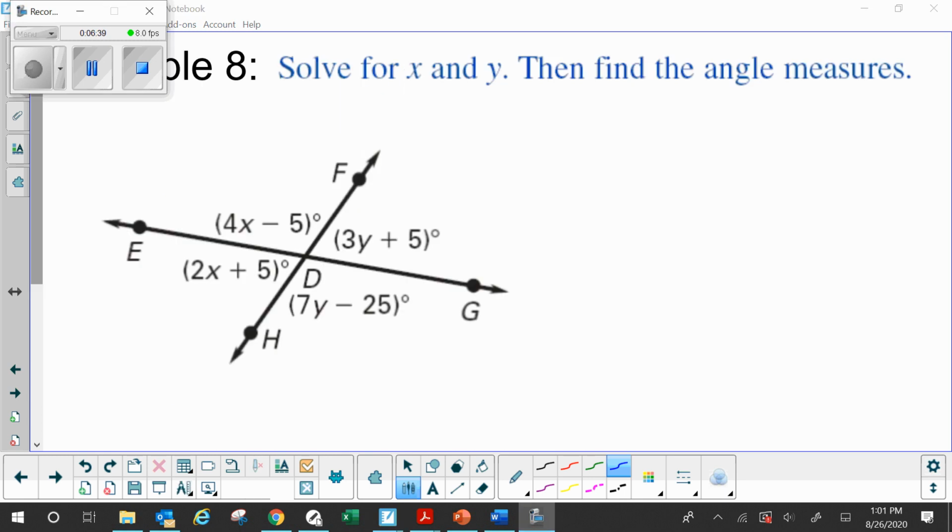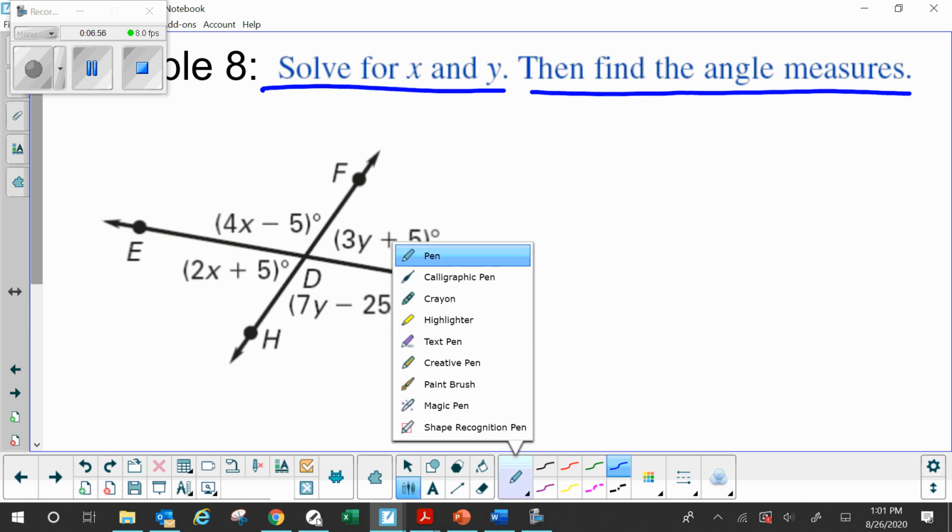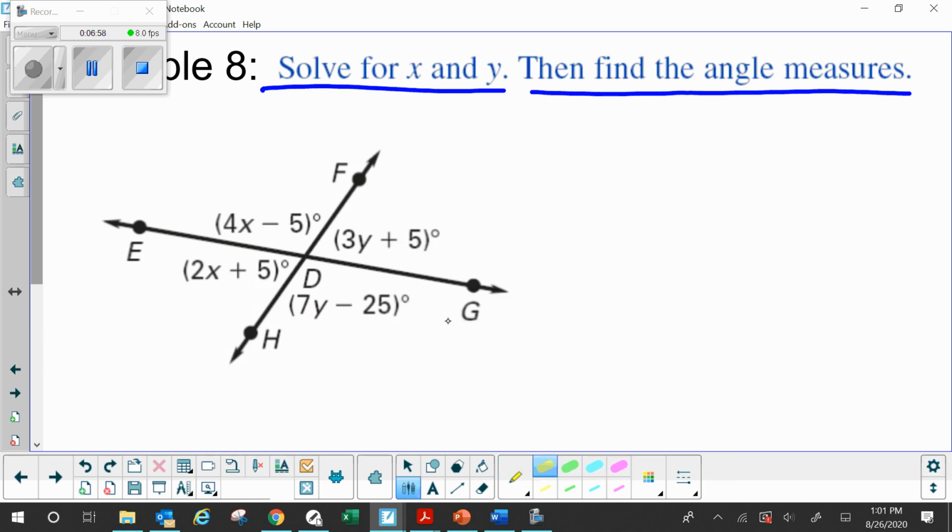Example 8, solve for x and y. Then find the angle measures. So we have to go back after we find x and plug it in. So we are actually going to use linear pairs here. And I'll show you why. Do you see that both of these have a y? Right? And we're going to use that linear pair.